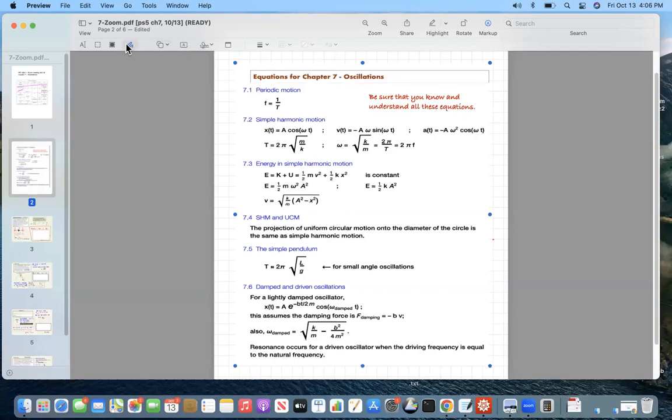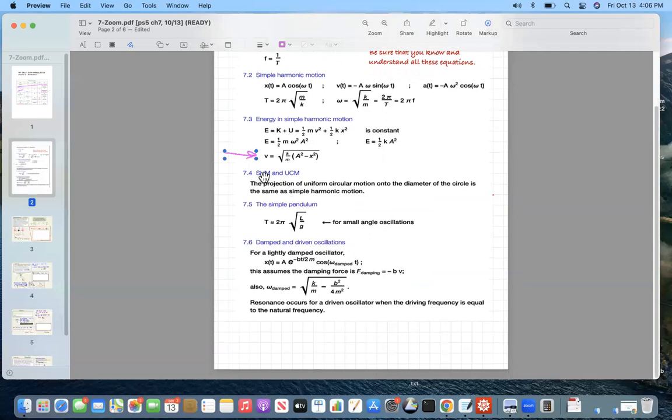So conservation of energy is a useful concept to use when you're dealing with harmonic oscillation, any kind of oscillation, but in particular, simple harmonic motion.